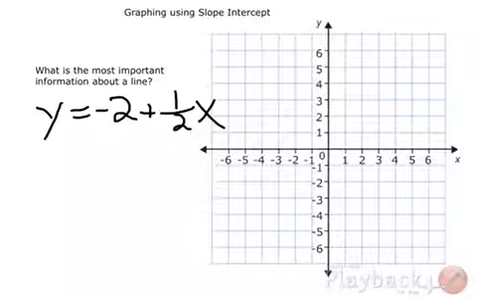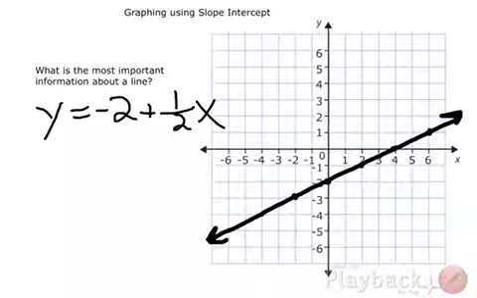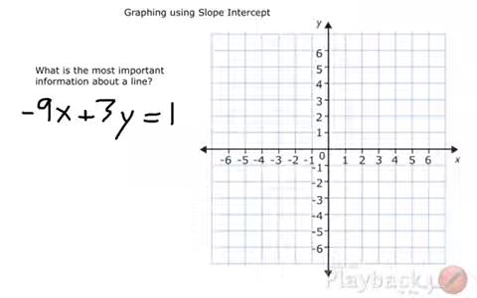All right, so we graph starting at negative 2. Then we're going to go up 1 over 2. In the opposite direction, we'll go down 1, back 2. And there's our line. Okay, one last example. Go ahead, pause the video, and try to graph this situation.